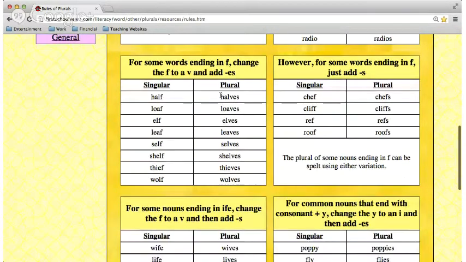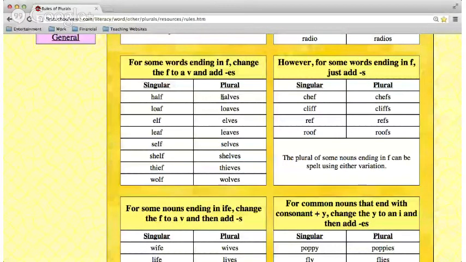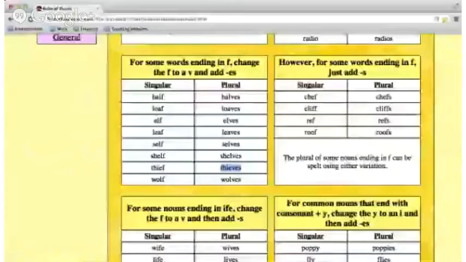So let's try some of these words, Hamdi. Okay? The first word is haves. Haves. Good, good. All right? Let's go to leaves. Leaves. Excellent. Okay. Let's go to shelves. Shelves. Good. And thieves. Thieves. Okay. Good. One more time. Thieves. Good. Thank you, Hamdi. Thank you very much.